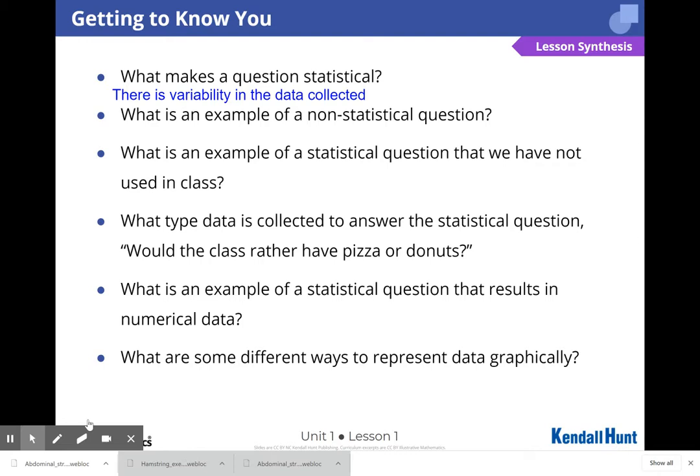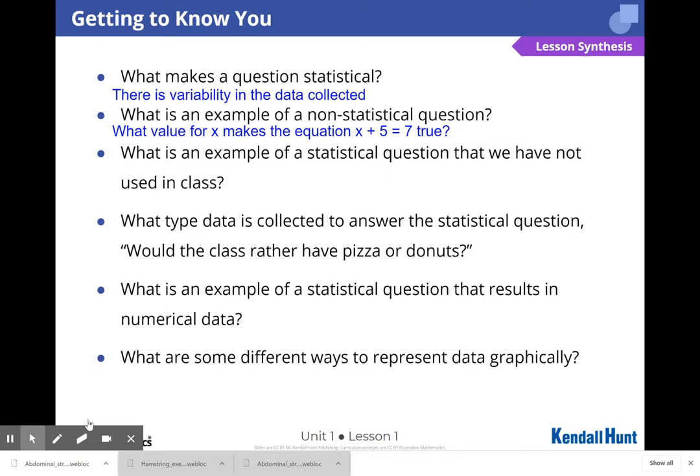All right. What is an example of a non-statistical question? So a non-statistical question is anything that there is only one specific answer to. So what value of x makes the equation x plus 5 equals 7 true? There's only one number that makes that true. It's 2. 2 plus 5 equals 7.